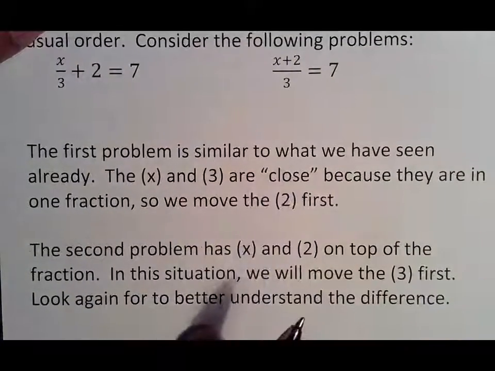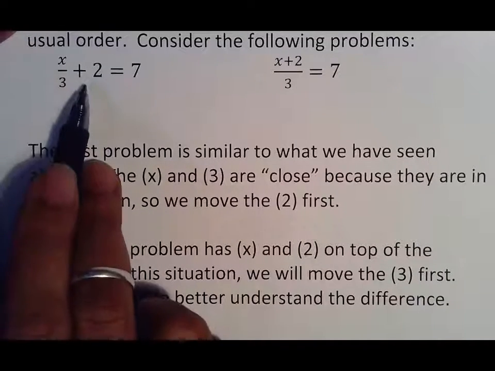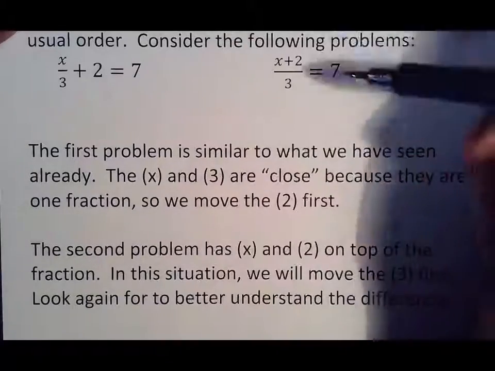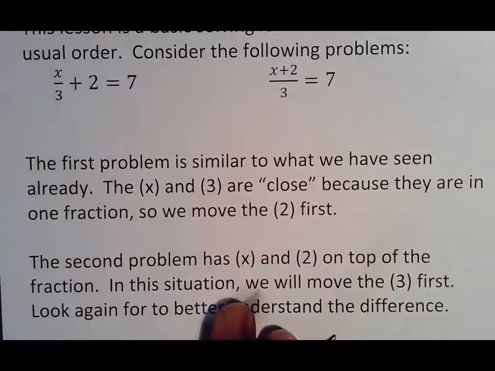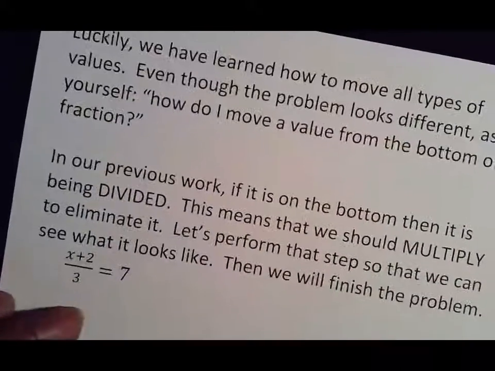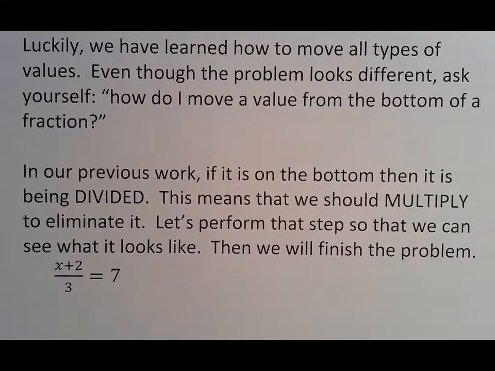So look again real quick to make sure you understand. In this one here, those are close, so we move the 2. In this problem here, these 2 are close, so we move the 3. You have to make sure you know the difference between those 2, otherwise you'll make the wrong decision and you'll miss the whole question. So luckily we've learned how to move all types of values, even though the problem looks different. Ask yourself, how do we move a value from the bottom of a fraction? Well, in our previous work in chapter 6 and 7, if it's on the bottom, then we know it's being divided, and if it's divided, that means we should multiply to eliminate it.